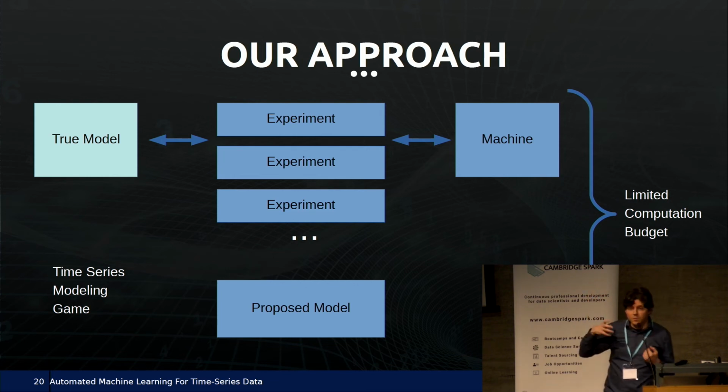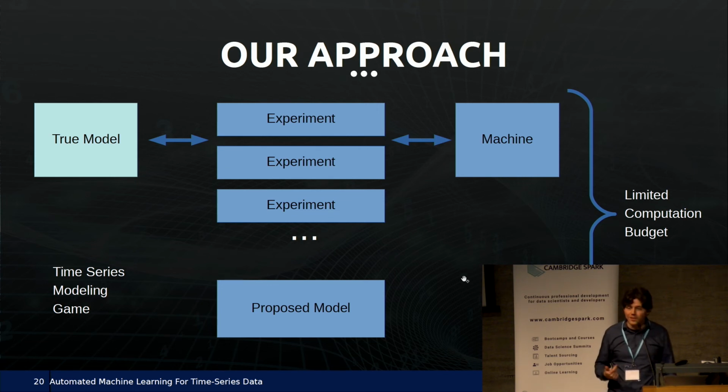The machine can perform these experiments, and it can learn how to build a proposed model, the best model it can possibly build. And then we can obviously score that because we know what the real model is. The machine doesn't, but we can see what experiments the machine took to figure out that model, and how good the end result was.